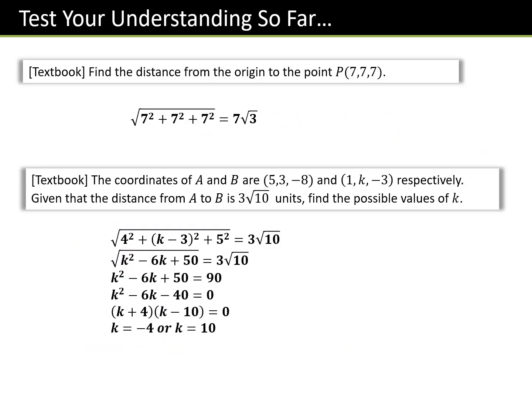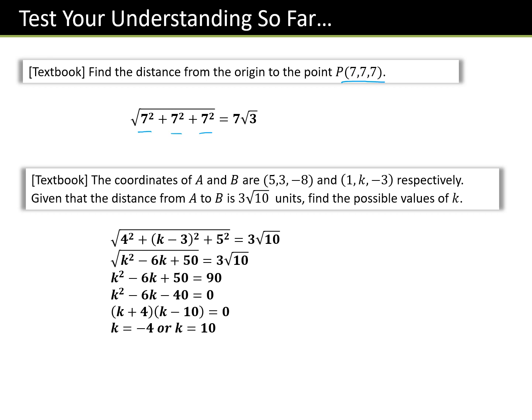So testing your understanding so far, if we're trying to find the distance from the origin to the point (7, 7, 7), all you need to do is apply Pythagoras' theorem in 3D. It takes each of the components in the 3 dimensions, 7 squared plus 7 squared plus 7 squared, take the big square root, it's 7 root 3.